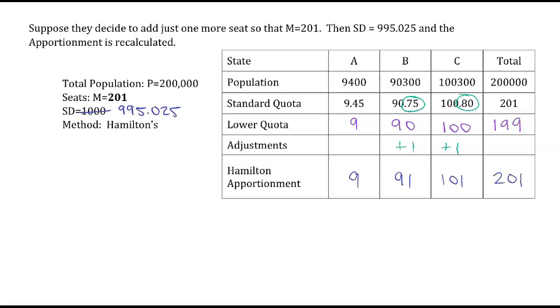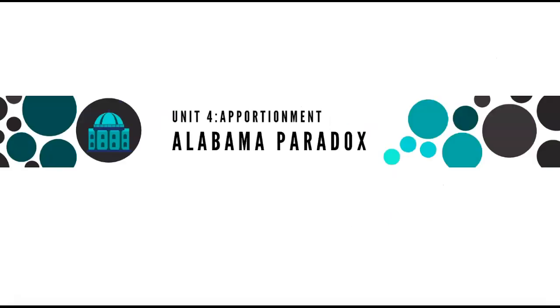Before we did this, the original numbers that we had were 10 seats for A, 90 for B, and 100 for C. But somehow adding 1 more seat into Congress took a seat away from state A and gave both states B and C an extra seat. This is the Alabama Paradox. It's what happens when a state gets apportioned fewer seats simply because the total number of seats being apportioned has increased. And that concludes this lesson on the Alabama Paradox.